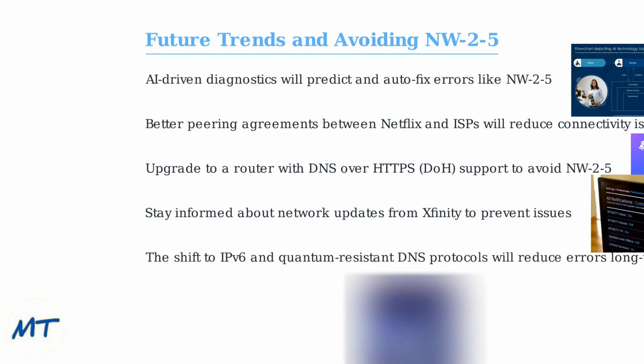Finally, the shift to IPv6 and quantum-resistant DNS protocols promises to reduce these errors long-term. These advancements promise a more reliable streaming experience for Netflix users on Xfinity.